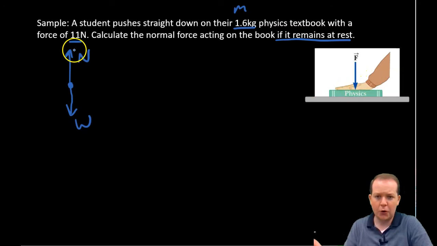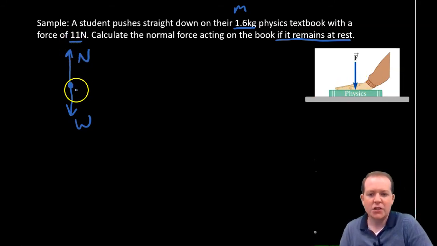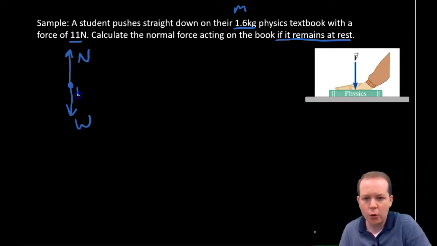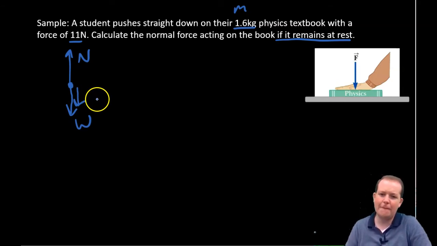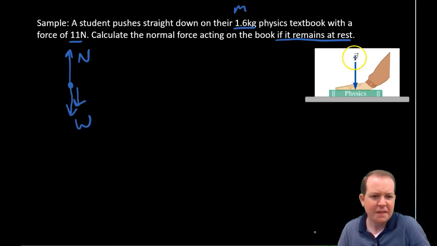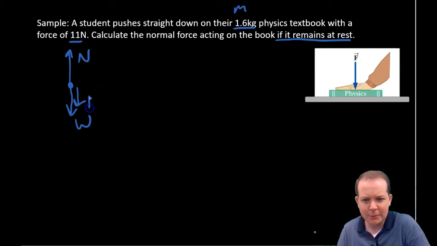It says the person is pushing down with 11 newtons. So I should draw one more downward force, maybe something like this, okay? What should I call that force? What should I label it? I could call it force P for pushing force. This picture has an F, so I'm just going to label it as F.